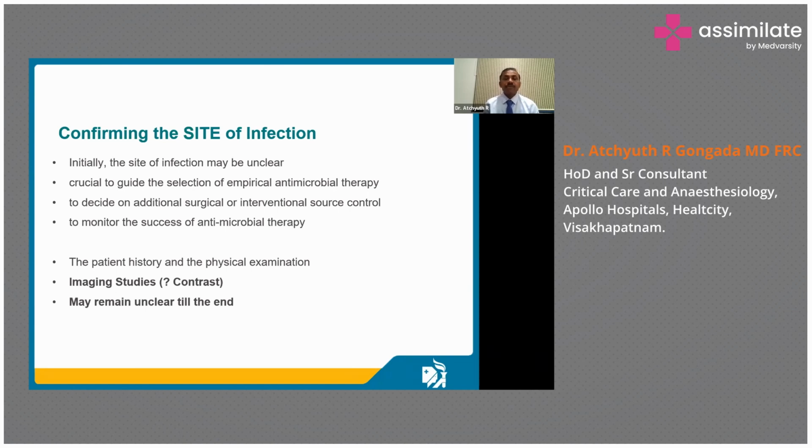In addition, if you have a site known, you can decide whether it needs surgical clearance or instrumental clearance of the infection. And also, if you know the site of infection and if you have seen some collection there, over serial examination or imaging, you would be able to see the success of antimicrobial therapy. So for this, history and physical examination is very, very important.